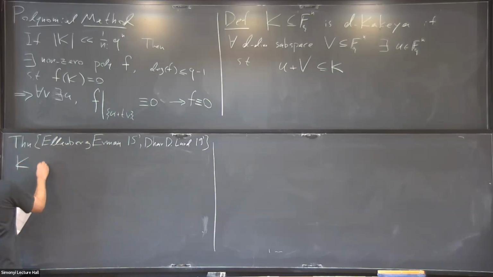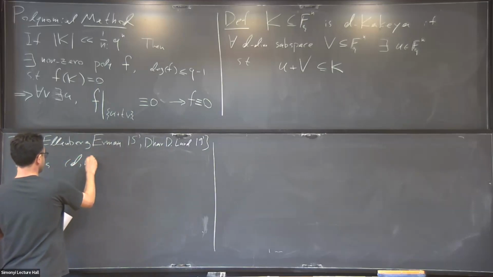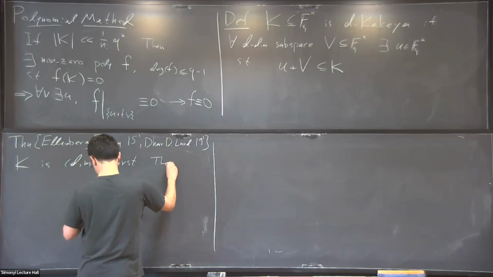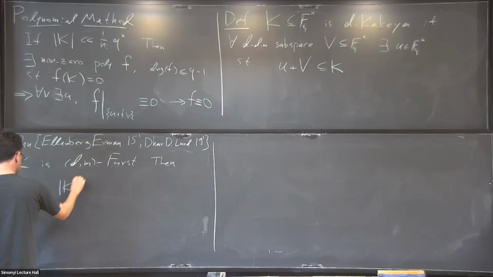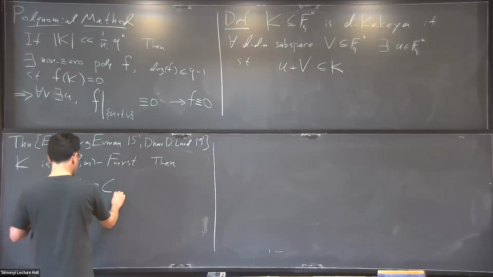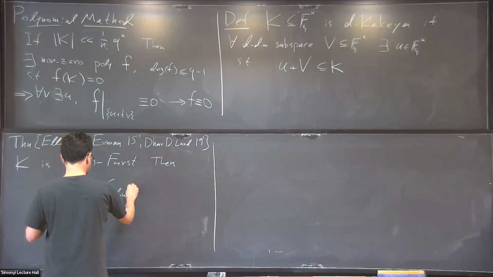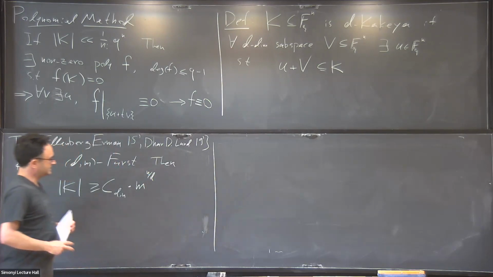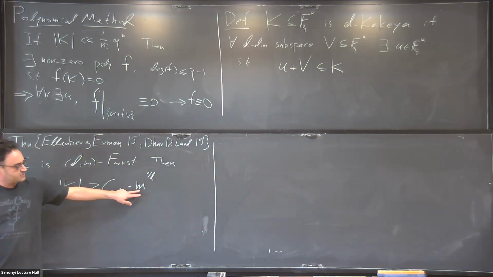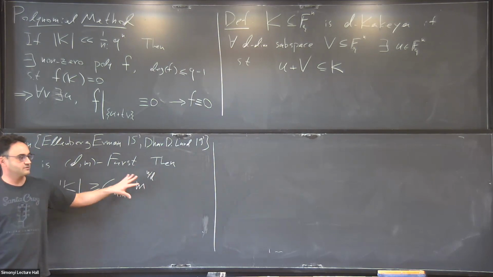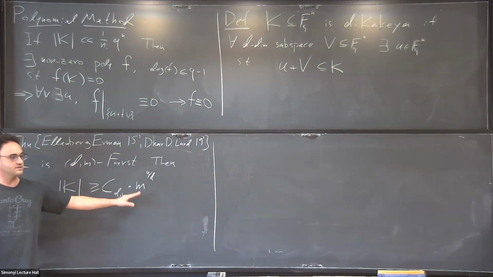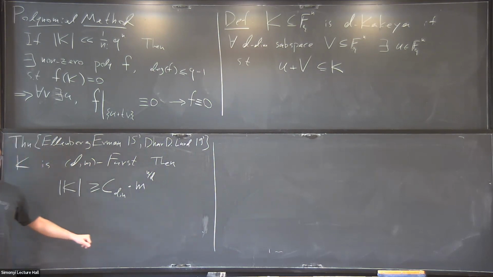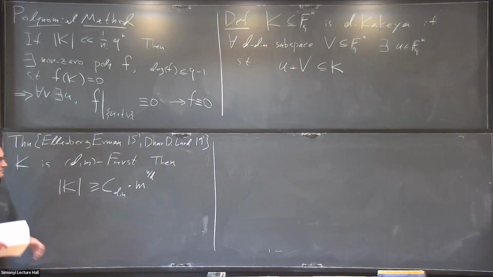So if K is (D, M) Furstenberg, then the size of K is at least some constant, depending now on D and N, times M to the N over D. First, let's see, if M is Q to the D, then it's Kakeya, then this kind of works out. But when M is smaller, let's say Q to some power, Q to some alpha D, then this goes down pretty quickly.